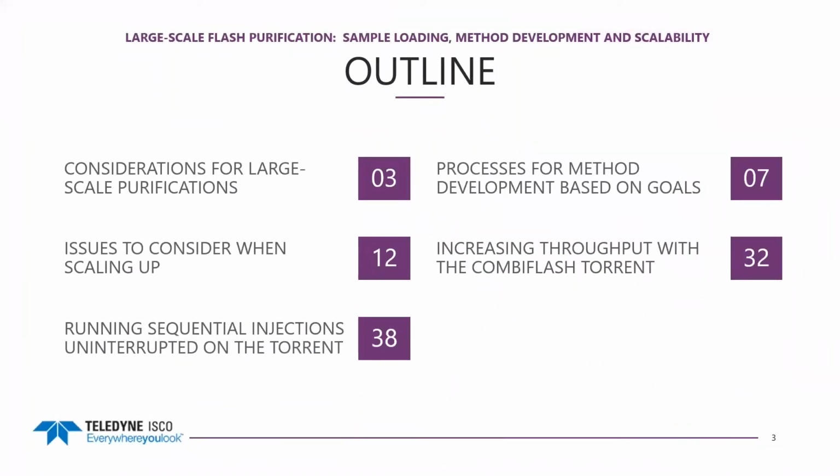And our outline for today: first, we're going to discuss considerations for large-scale purifications, how they may be different from small-scale purifications, and the process involved. Then we're going to talk about different processes for method development based on those goals, different issues to consider when scaling up, and how we can increase throughput with the CombiFlash Torrent. And finally, we're going to show an example of how the Torrent can allow you to run sequential injections uninterrupted.